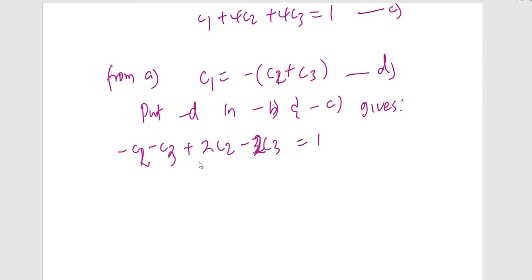So I collect like terms together, this becomes c2 minus 3c3 is equal to 1. So it means c2 is equal to 1 plus 3c3. Okay, and this is equation E.